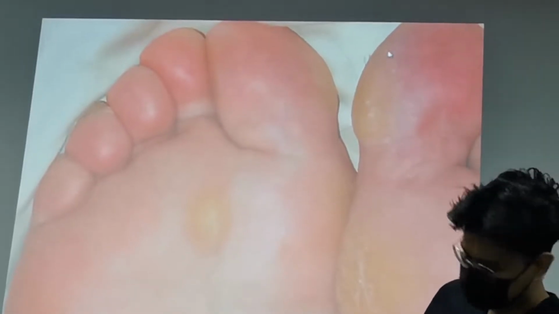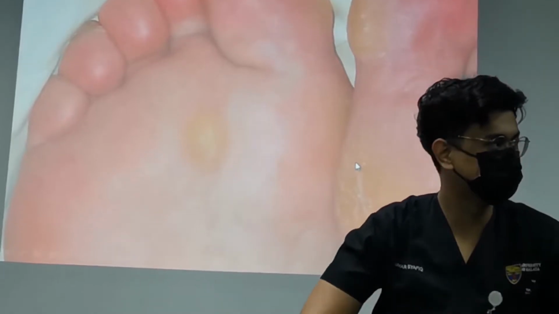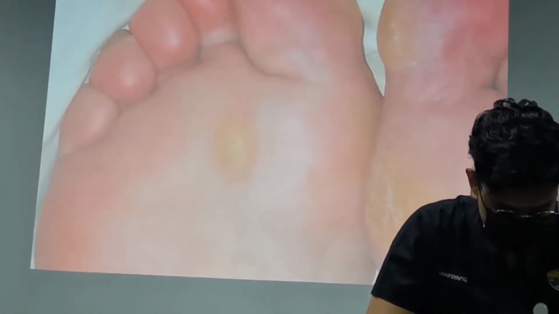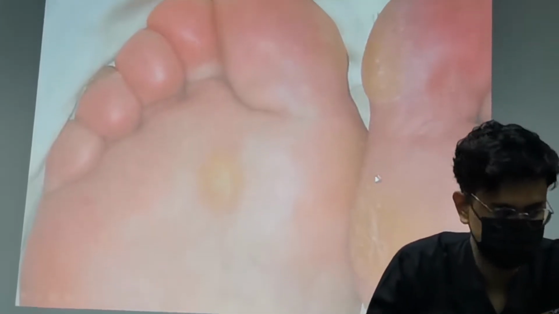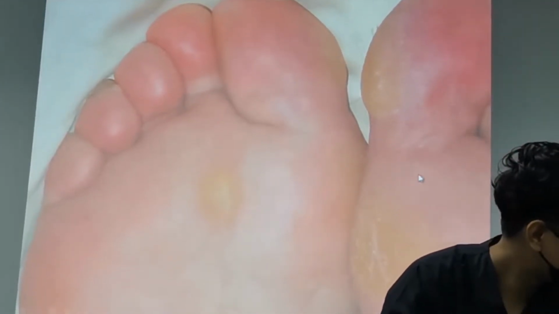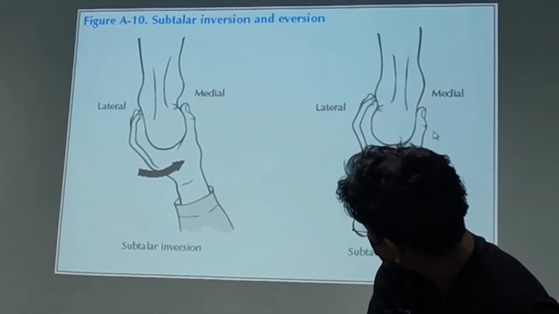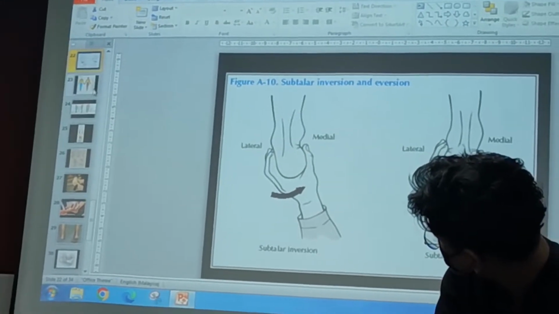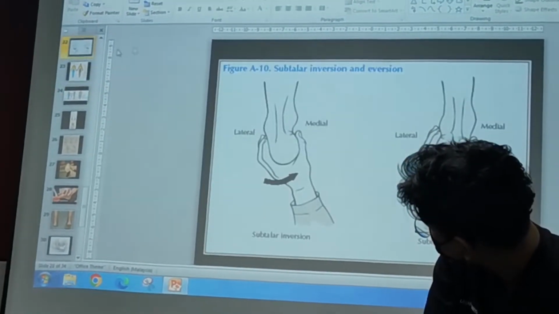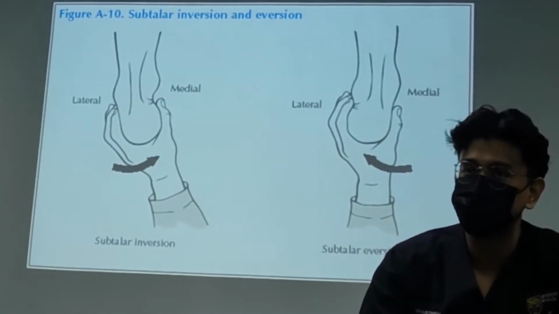Sometimes you can also get it, especially if your foot is very pronated. When you're walking with a very pronated foot, you can get hypercallosity here, increased callosity here. Right. Why did I put this slide? Okay, sure. Right. So that is it for your inspection.